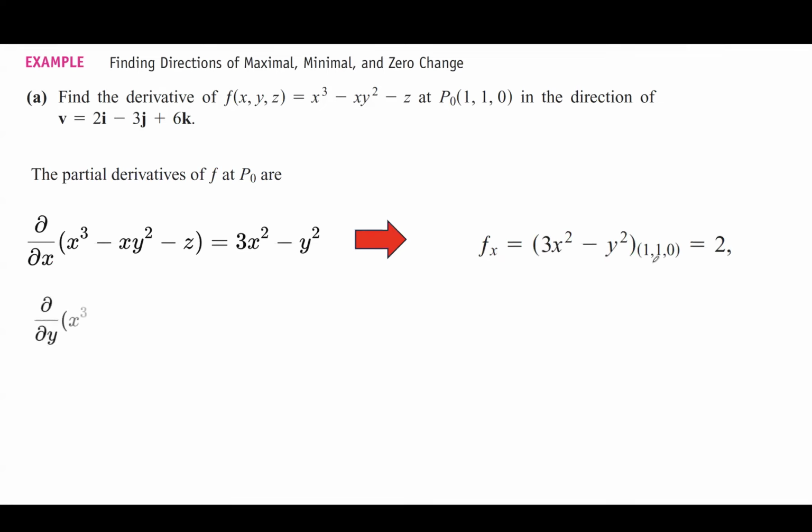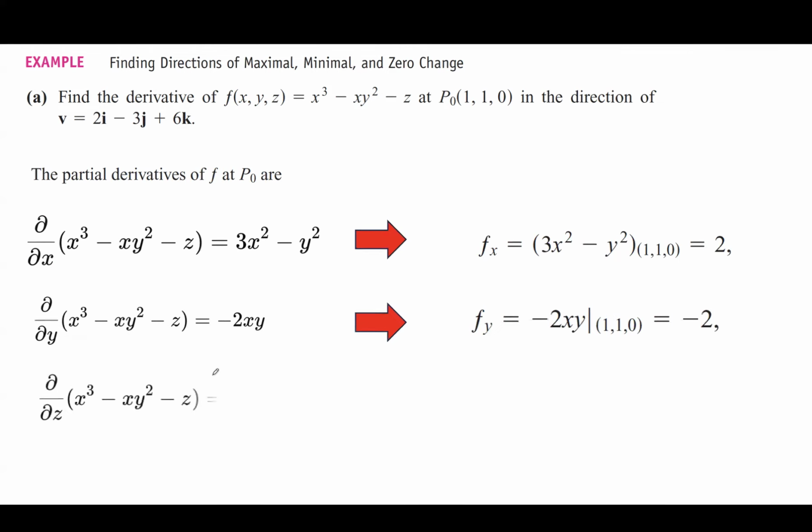Now let us find the partial derivative of x cubed minus xy squared minus z with respect to y. So x and z both act like constants, so the derivative becomes 0 minus 2xy minus 0, and you end up with -2xy. Let us plug the point (1, 1, 0) into the partial derivative of f with respect to y. It becomes -2. It doesn't have any z, so you don't have to plug in z anywhere.